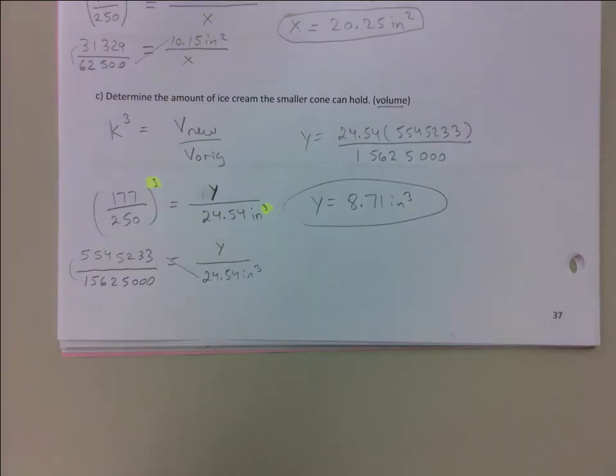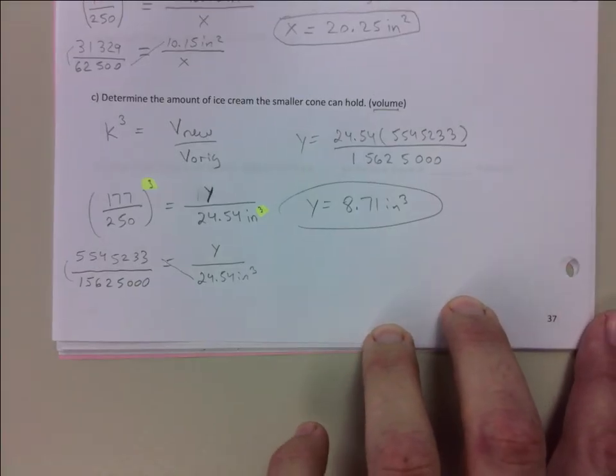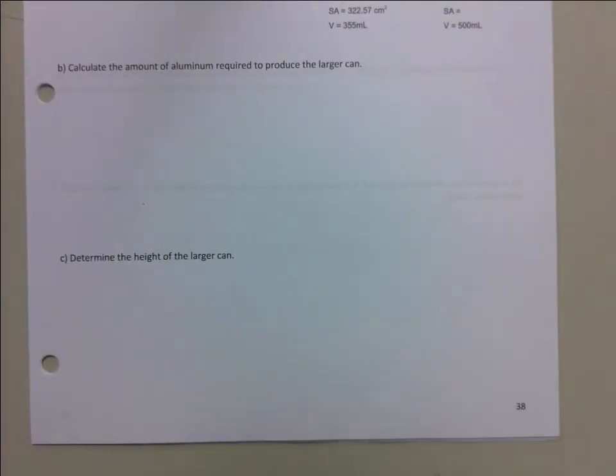Did we use the root at all? Did we do cube root or square root? Why not? Because we knew the scale factor all along, okay? So that's where things are going to change. Page 38, at the top.